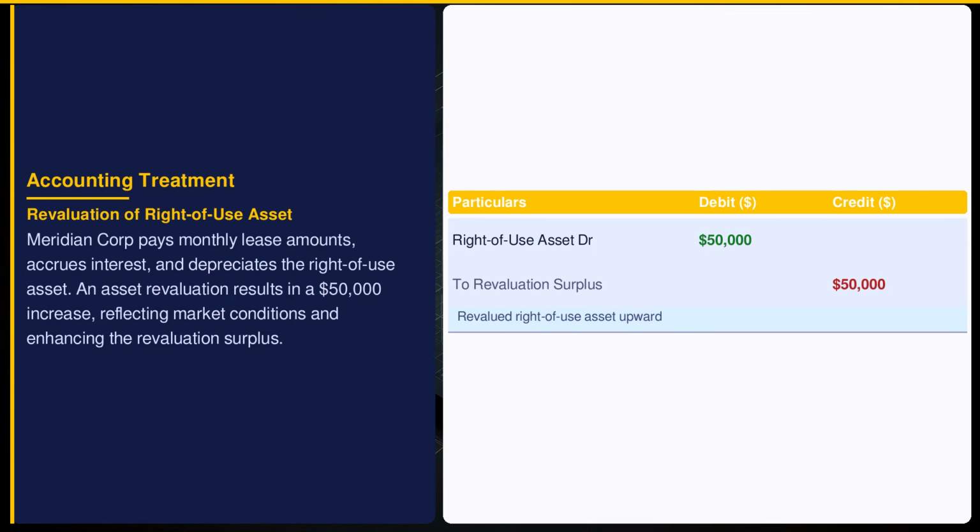Revaluing the right-of-use asset ensures alignment with current market conditions. This $50,000 upward adjustment for Meridian Corporation increases asset value and revaluation surplus, reflecting enhanced asset worth.